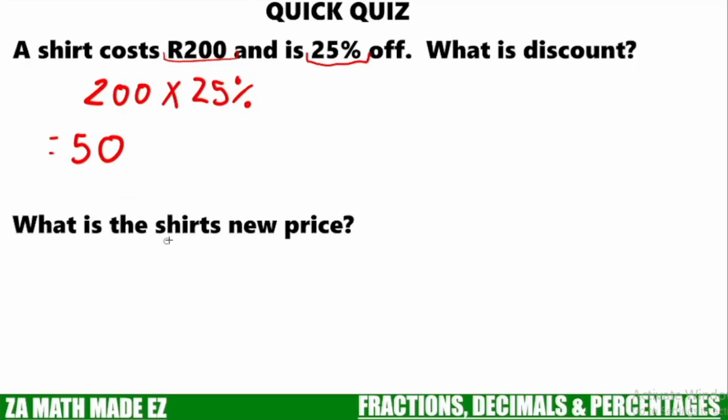Now, what is the shirt's new price? Okay, so we must take the original shirt's price, which is 200, and then minus the discount. The discount is over here, which is 50. So we take 200 minus 50, and that would be 150 Rand.